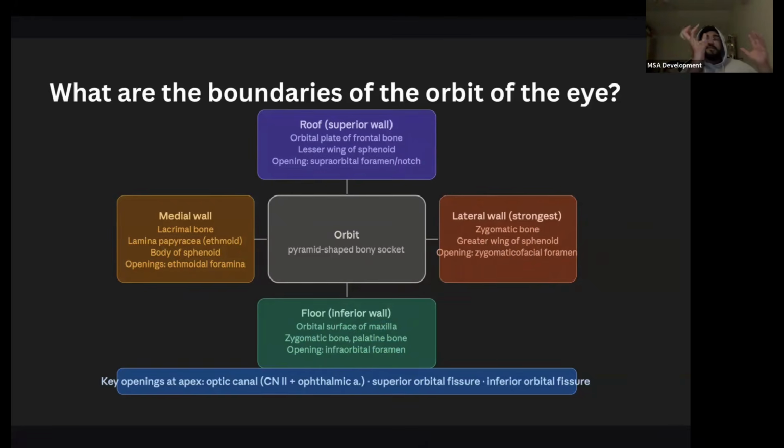The eye sits in an orbit that is right below your frontal bone, right? And the lesser wing of the sphenoid, all right? Medially, the lacrimal bone, all right? And the lamina papyracea and the body of the sphenoid. Laterally, you have the zygomatic bone and the greater wing of the sphenoid, all right? At the floor, where this orbit sits, is going to be the orbital surface of the maxilla, the zygomatic bone, and the palatine bone. Okay?